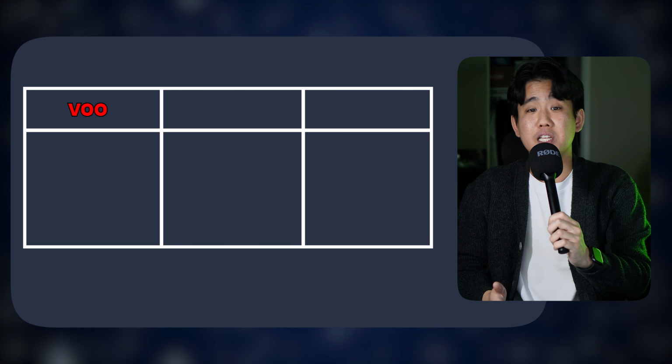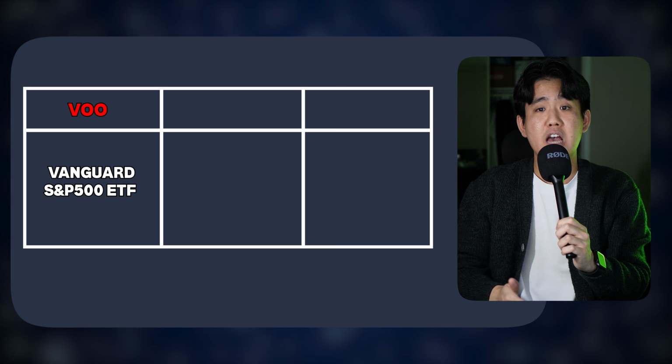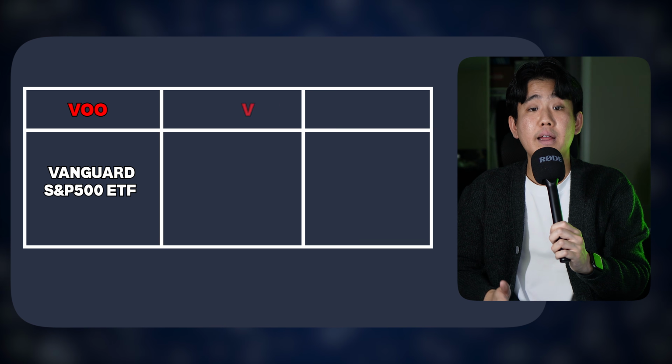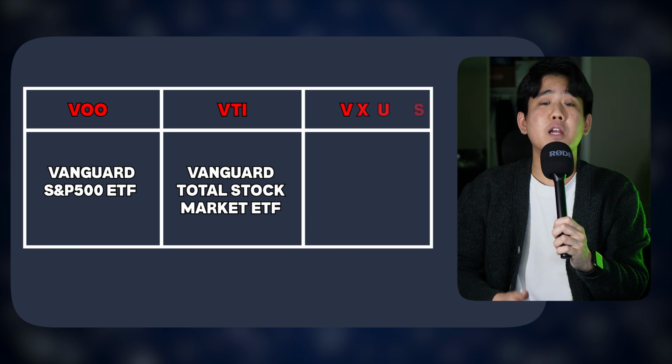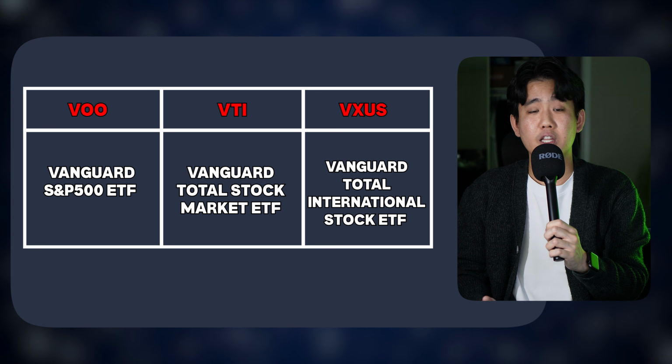Some popular ETFs include the Vanguard S&P 500 ETF, otherwise known as VOO, the Vanguard Total Stock Market ETF, otherwise known as VTI, the Vanguard Total International Stock ETF, otherwise known as VXUS, and so many more.